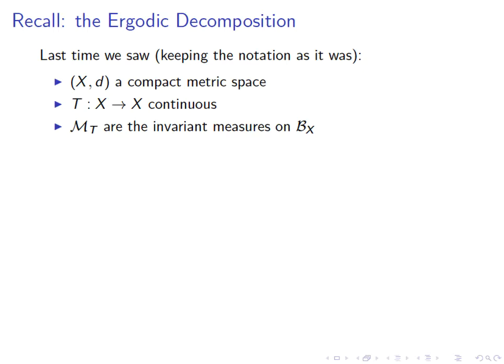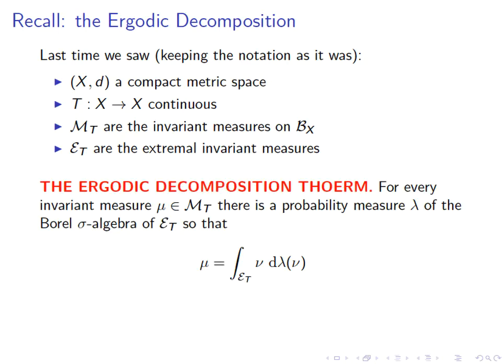Convex, compact, not empty sets have their extremal points, and the set of extremal points was denoted by E sub T. The theorem that we finished proving last time, which is named the ergodic decomposition theorem, says that any invariant measure in M sub T is an average of extremal measures. The extremal measure in this integral is represented by nu. Nu varies over all extremal measures, E sub T. Lambda is some probability measure.